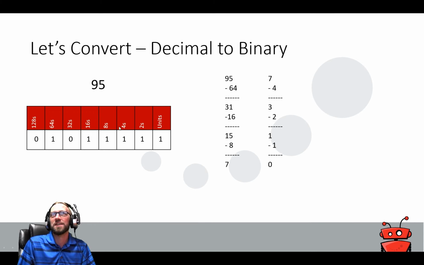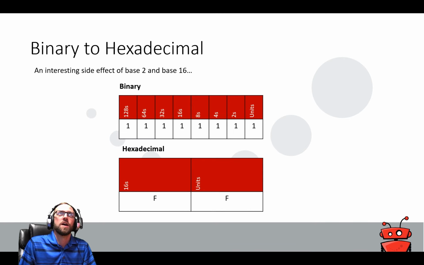And now we've taken 95 in decimal and converted it into the binary number 01011111. The next conversion that I want to talk about is converting into hexadecimal. Now, we're not going to convert a decimal number directly into hexadecimal, but it's actually easier to convert binary to hex, hex being short for hexadecimal. And the reasoning for that is there's an interesting side effect of these being base 2 and base 16 numbers.